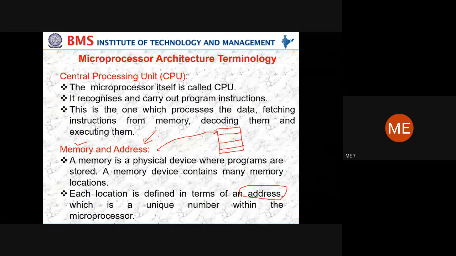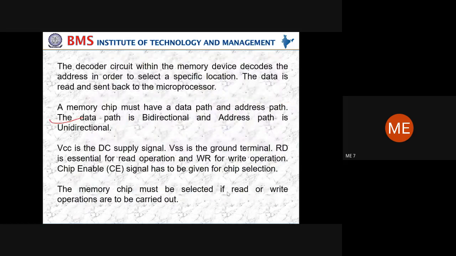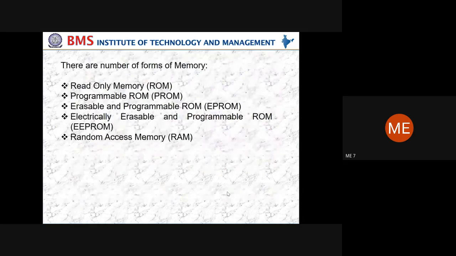Then we understood the different types of memory and how the memory is looked at. The memory is looked up through a unique thing called the address. Each memory location is identified by a unique number called the address. This is the diagram that I explained, showing how the memory is present. Then we ended with the different forms of the memory. This is what we are discussing.